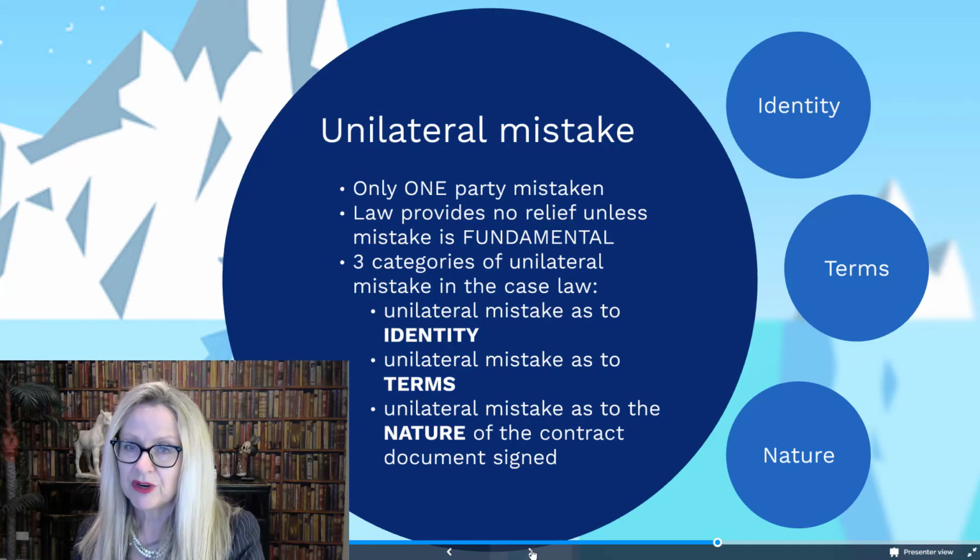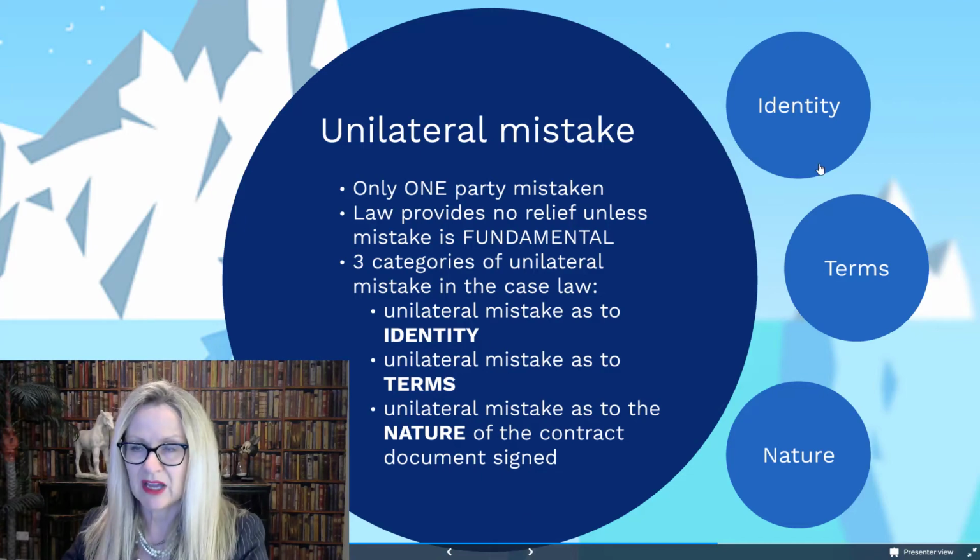So there are three categories of unilateral mistake in the case law here. Firstly, unilateral mistake as to identity, unilateral mistake as to terms, and there's another funny little branch of case law that deals with unilateral mistake as to the nature of the contract signed. And we'll have a look at these three different strands of case law.